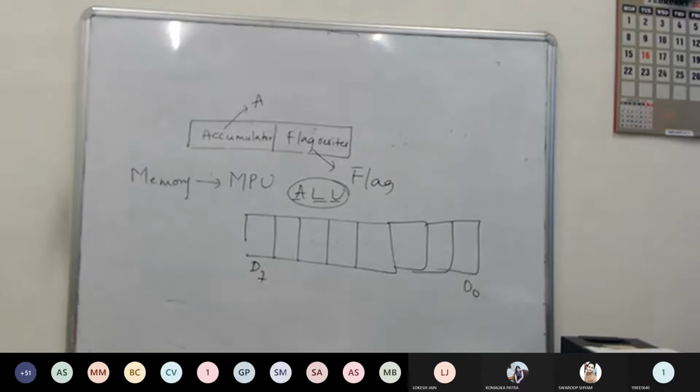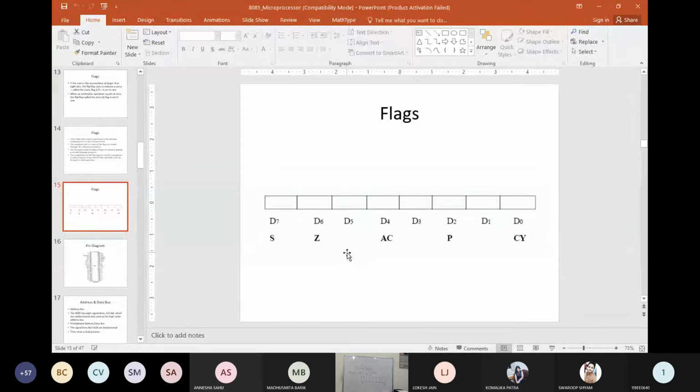Now, just see, I'm showing the slideshow. Consider these are all flags. You are able to see? Yes, ma'am. Now, in D0, you have a word called CY. What is CY? CY stands for carry.